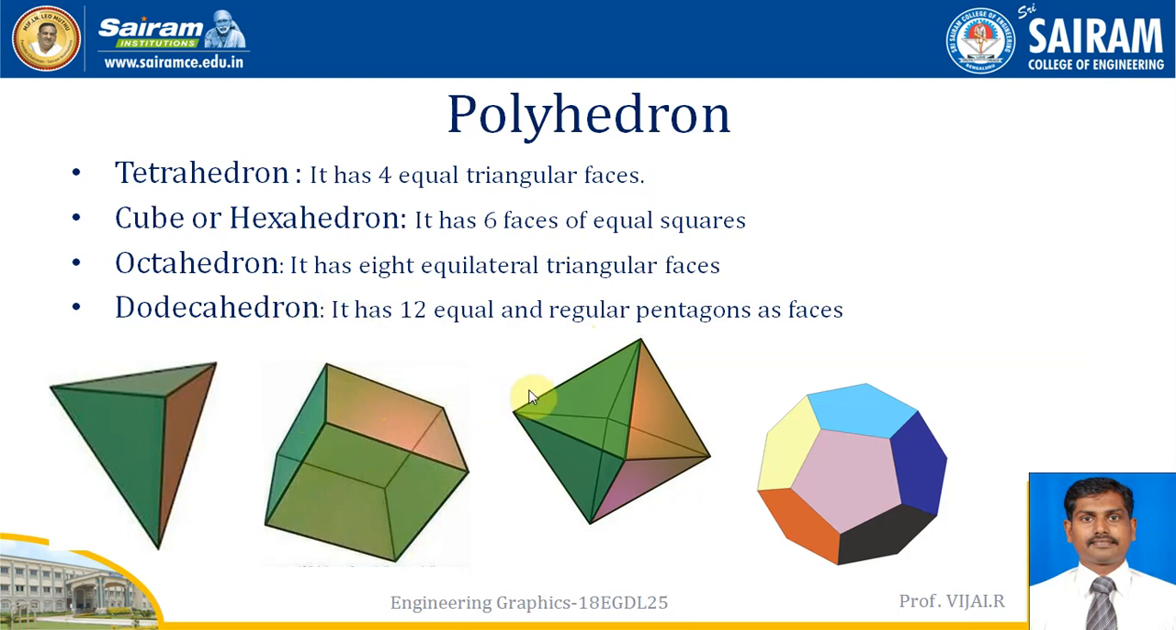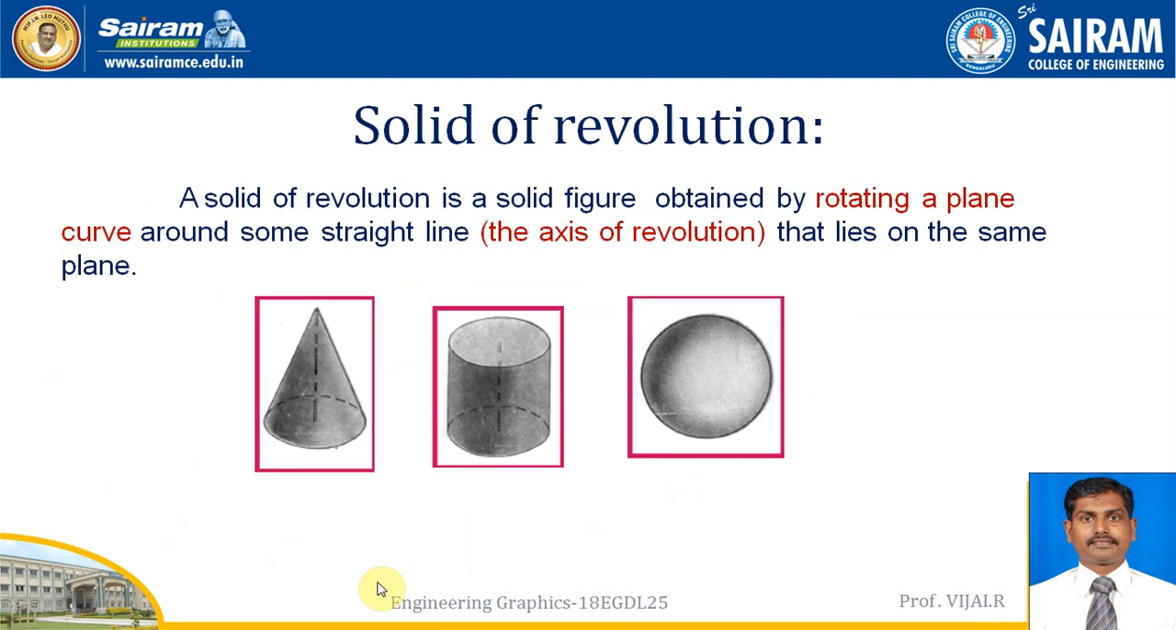Octahedron has eight equilateral triangular faces. At the top there are four triangular faces, and at the bottom you can see the opposite, inverted ones. So the eight equilateral triangular faces make an octahedron. Dodecahedron is another one, which has twelve equal and regular pentagonal faces. Like this, there are some such polyhedra.